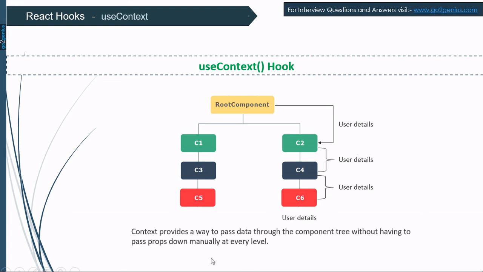So what does the Context API do? The Context API provides a way to pass data through the component tree without having to pass props down manually at every level. Meaning you can pass the data directly from the root component to the nested component. You don't have to pass the props again and again through the child components. So friends, I hope you have understood how the Context API will help us to maintain our data in the application.